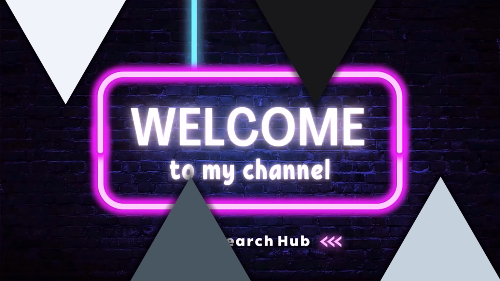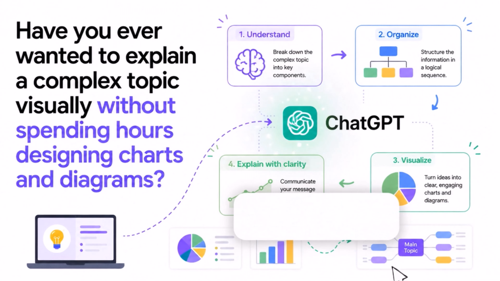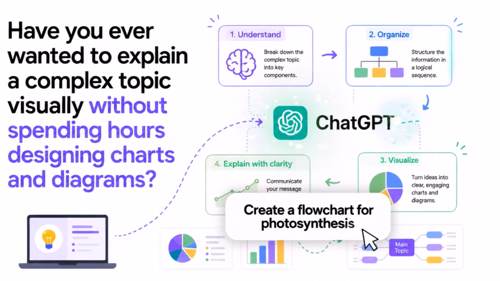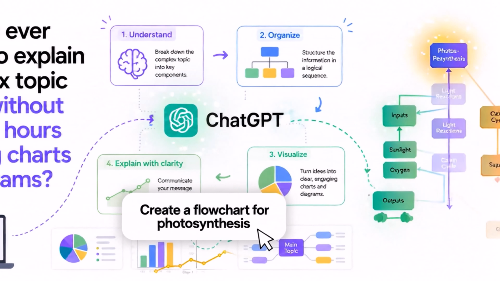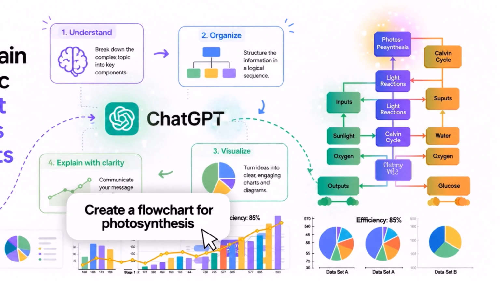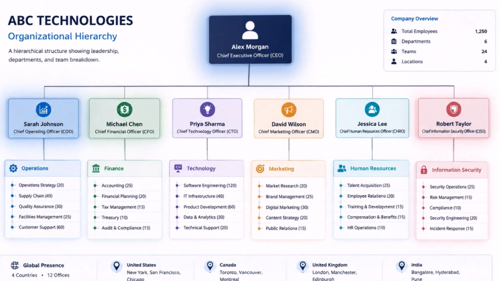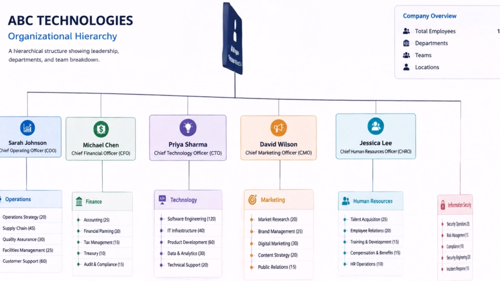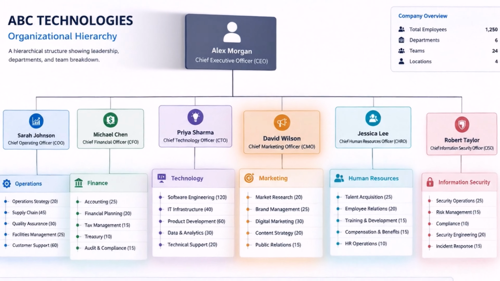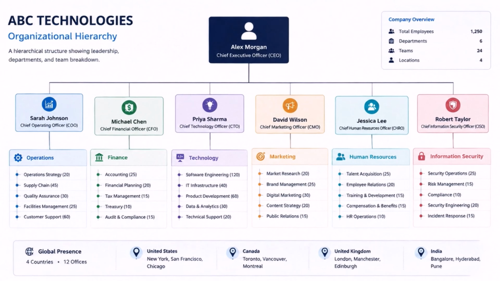Have you ever wanted to explain a complex topic visually without spending hours designing charts and diagrams? With ChatGPT, you can instantly transform detailed information into professional-looking tree structures, hierarchy maps, organizational charts, and other branching visuals.